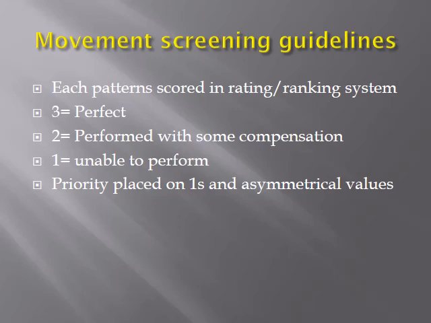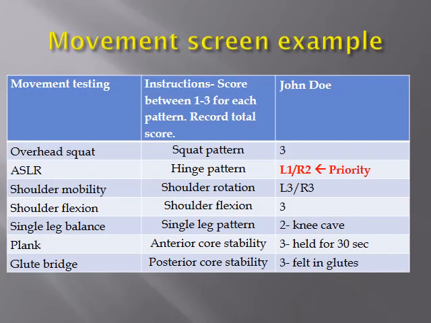So let's look at an example. Here we have John Doe. He scored very well in his overhead squat. His shoulder mobility and shoulder flexion were great, but on his active straight leg raise, we see that he has a 1 on his left side and a 2 on his right side. This is a classic example of a 1 with an asymmetry. This is the root of all evil here.